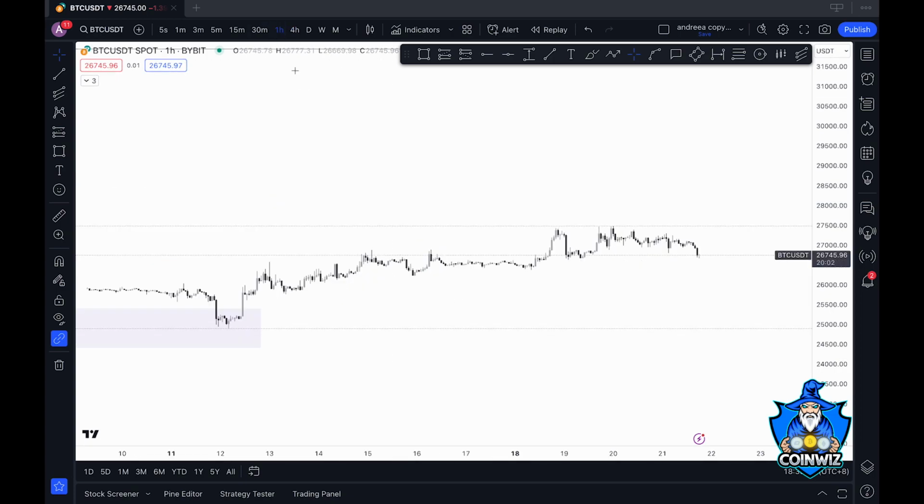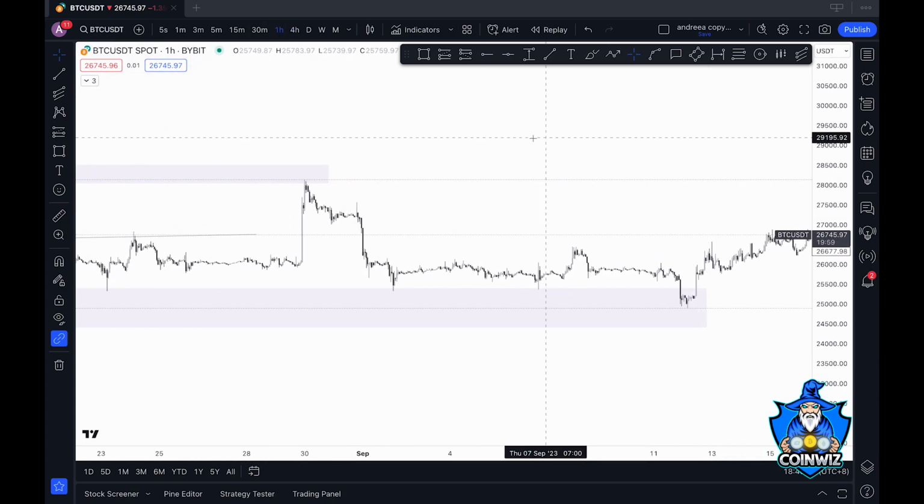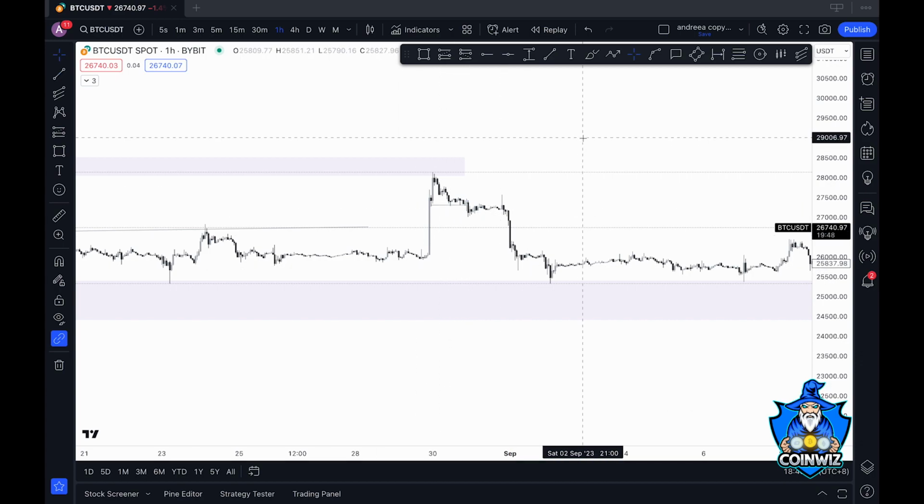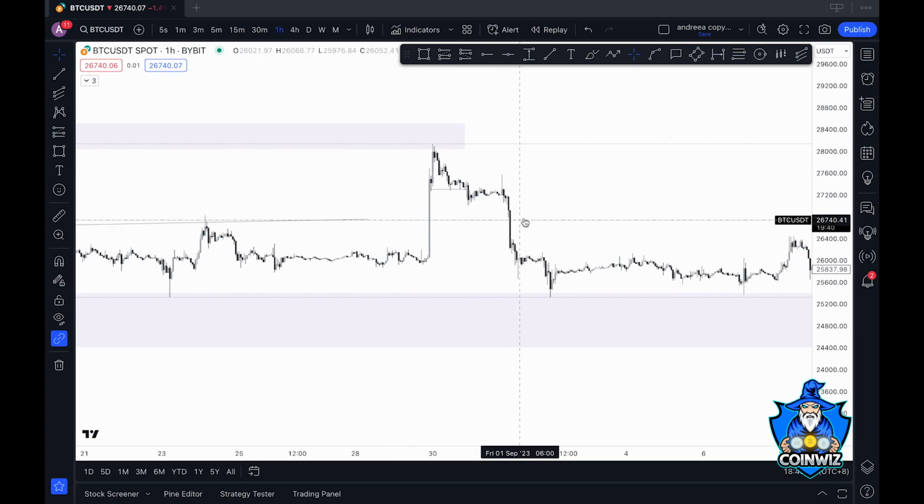It reacted nicely, and probably if you went on lower time frames, you would have caught something. Even on 1 hour, you had a nice entry for a swing. It was a change of character from here. It was clear that the market had the intention to go lower.